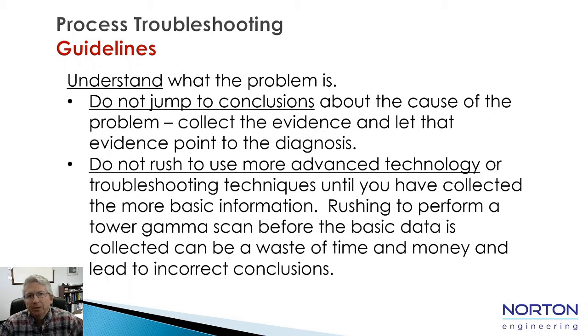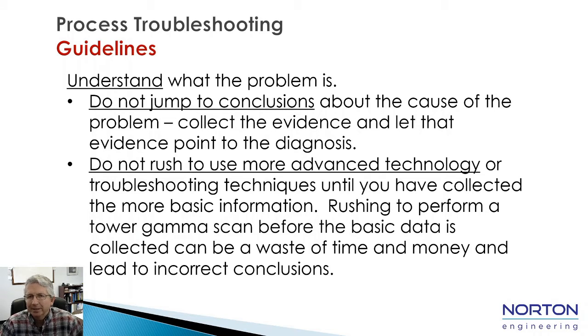First thing you want to do when you're trying to troubleshoot a problem in a chemical plant is you need to understand what the problem is. It's important at this stage of the investigation that you do not jump to conclusions about the cause of the problem. You need to collect the evidence and then let the evidence point to the diagnosis.